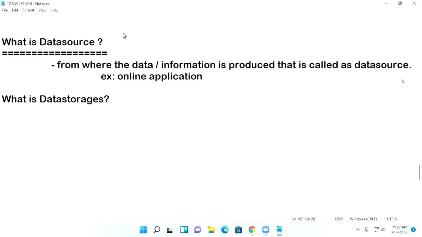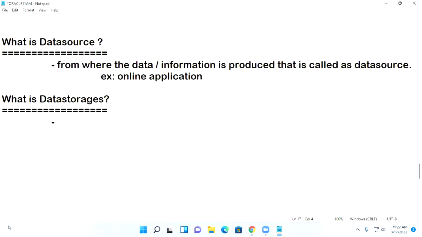Operations, and the data those operations produce, we need to store in another application. And that application is called what? Databases. Okay, and next comes data storages. So what does data storage mean?